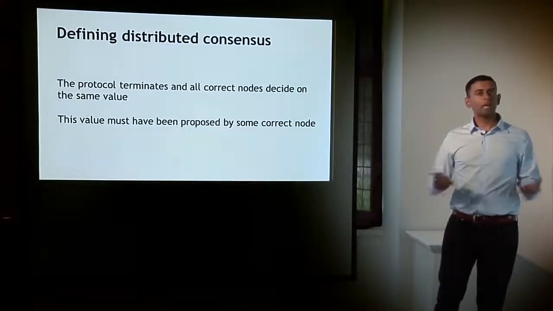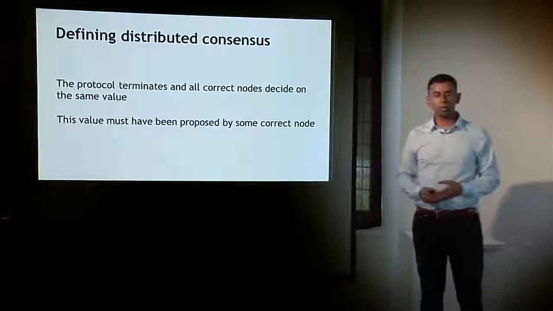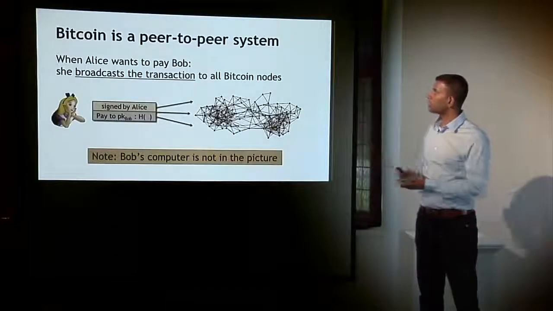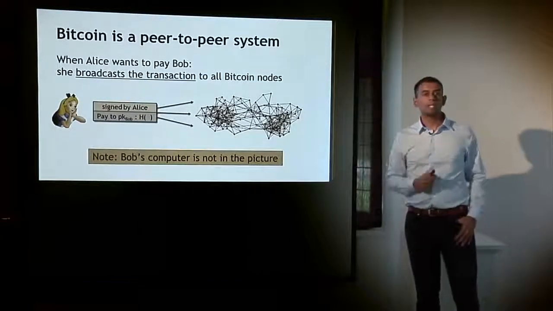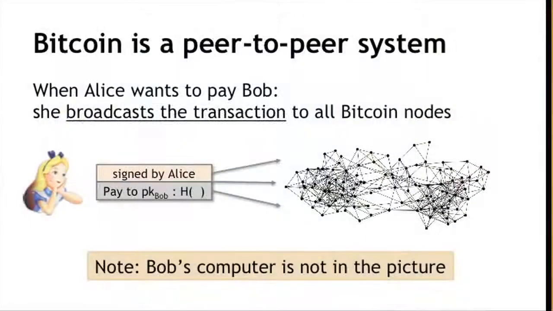So to understand how distributed consensus could work in Bitcoin, let's start with the reminder that Bitcoin is a peer-to-peer system, right? What I mean when I say that is that when Alice wants to pay Bob, she is going to broadcast a transaction to all of the Bitcoin nodes that comprise the peer-to-peer network. And you can see here the structure of the transaction.